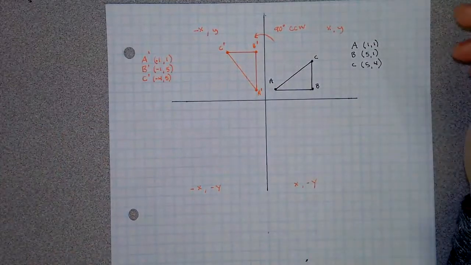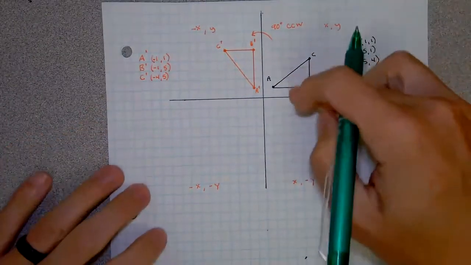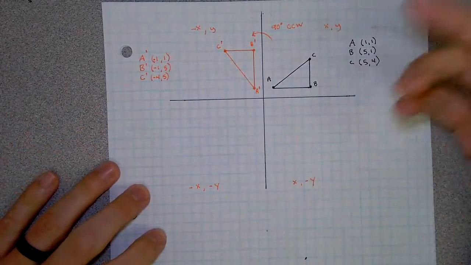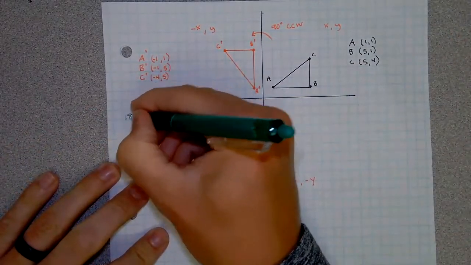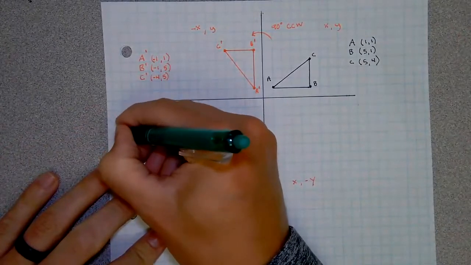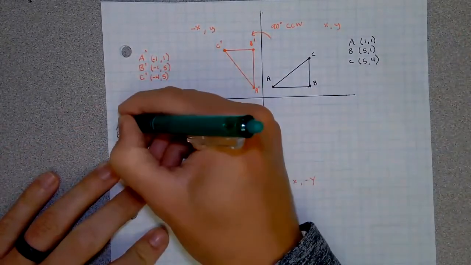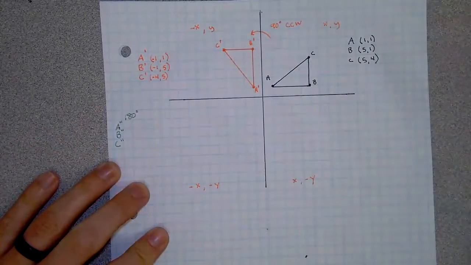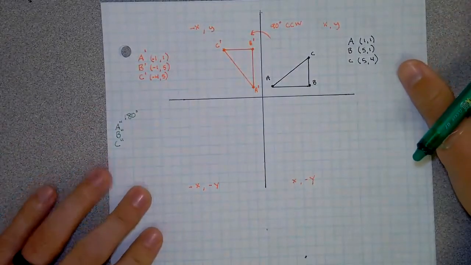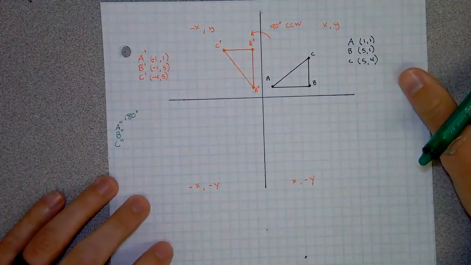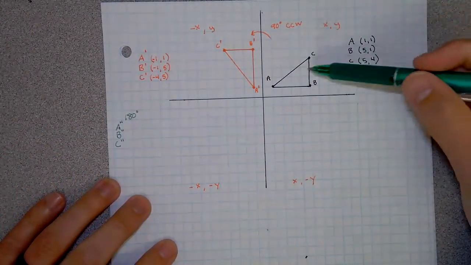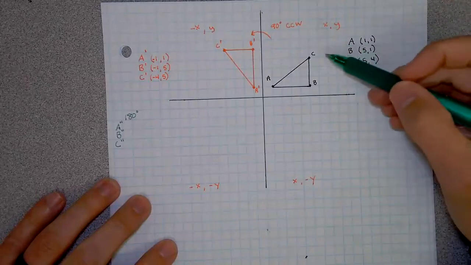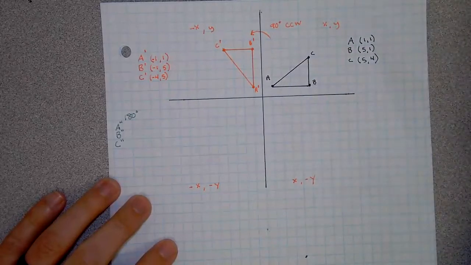Next one, 180-degree rotation. Clockwise, counterclockwise, doesn't matter. You end up in the same spot. So 180-degree rotation for A double prime, B double prime, C double prime. Again, take a second on your own, see if you can do it. With 180 degrees, you do not flip X and Y, but you will change, in this case, both the signs.